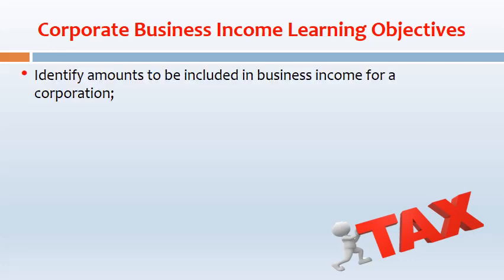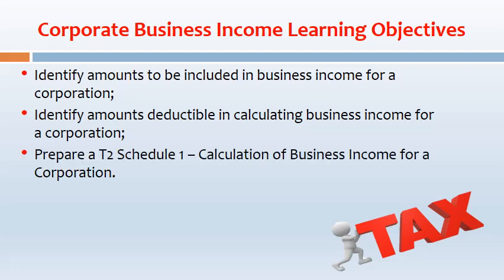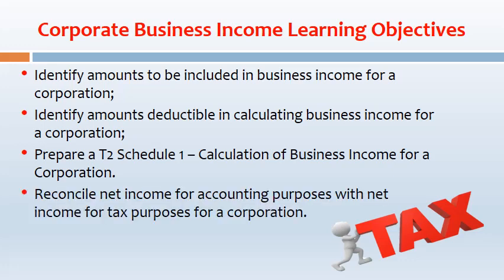Here are the learning objectives for the video. Number one, to identify amounts that should be included in business income for a corporation. We're also going to want to identify any amounts that are deductible in determining business income for a corporation. We should ultimately be able to prepare a Schedule 1 for a T2 corporate tax return, and this gives us the business income for a corporation within this schedule. And ultimately, the goal here is to reconcile net income for accounting purposes with net income for tax purposes for a corporation. We'll worry about taxable income, taxes payable later on.